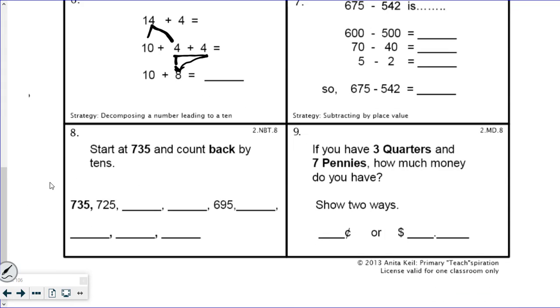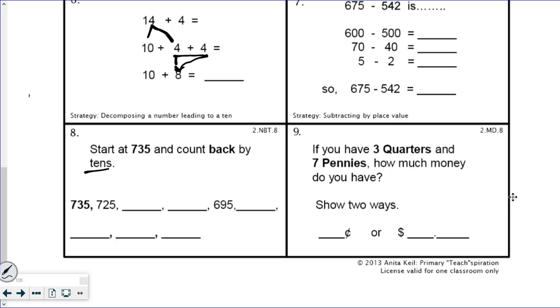Number 8, start at 735 and count back by tens. So you got 735, 725, blank, blank, 695, blank, blank, blank, blank. Pause your video and do number 8.